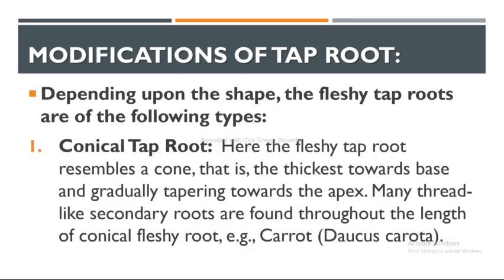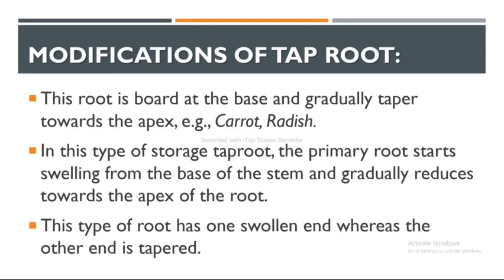Depending upon the shape, the fleshy taproots are of the following types. First is the conical taproot. Here, the fleshy taproot resembles a cone, and is the thickest towards the base and gradually tapering towards the apex. Many thread-like structures or secondary roots are found throughout the length of the conical fleshy root. For example, the carrot, Daucus carota. This root is broad at the base and gradually tapers towards the apex, for example, in carrot and radish.